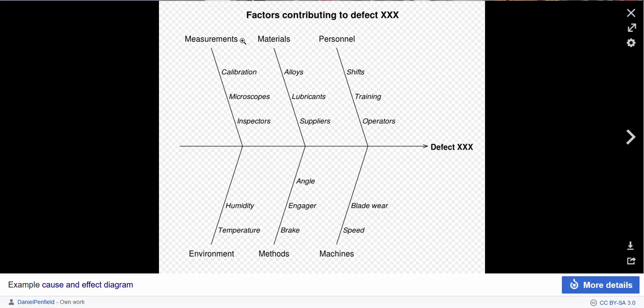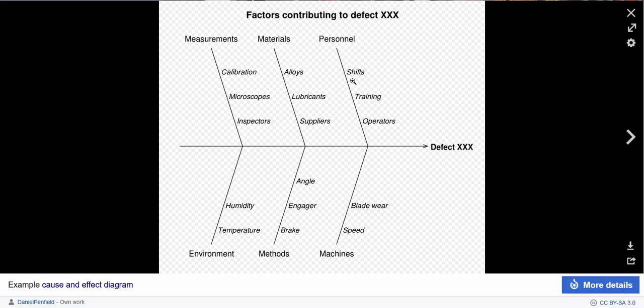So if you're saying maybe it's the measurement, you're brainstorming for things. Maybe it's the calibration, maybe it's the microscopes, maybe it's the inspectors. What could be the things pertaining to the measurements? And if you're looking at materials, maybe it's the alloys, maybe it's the lubricants. Let's look at the suppliers. Are they sending quality product? Are we using it correctly?